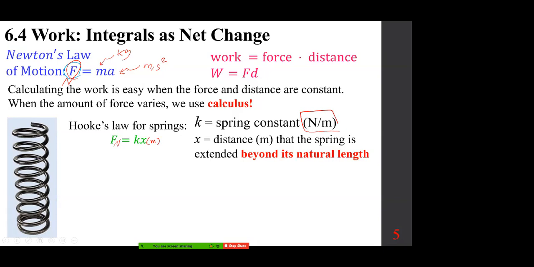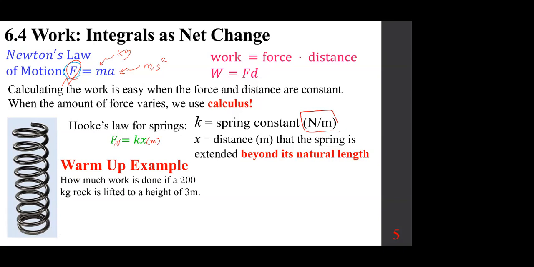This is just refreshing your memory about some basic physics everybody has had, I hope. If not, so be it, I'm just basically going over that. All right, so let's look at a very simple example. We want to see how much work is done if a 200 kilogram rock is lifted to a height of 3 meters, which means we are using this formula. W equals F times D, and F is MA. Because we are lifting up, instead of MA, we're going to use MG.